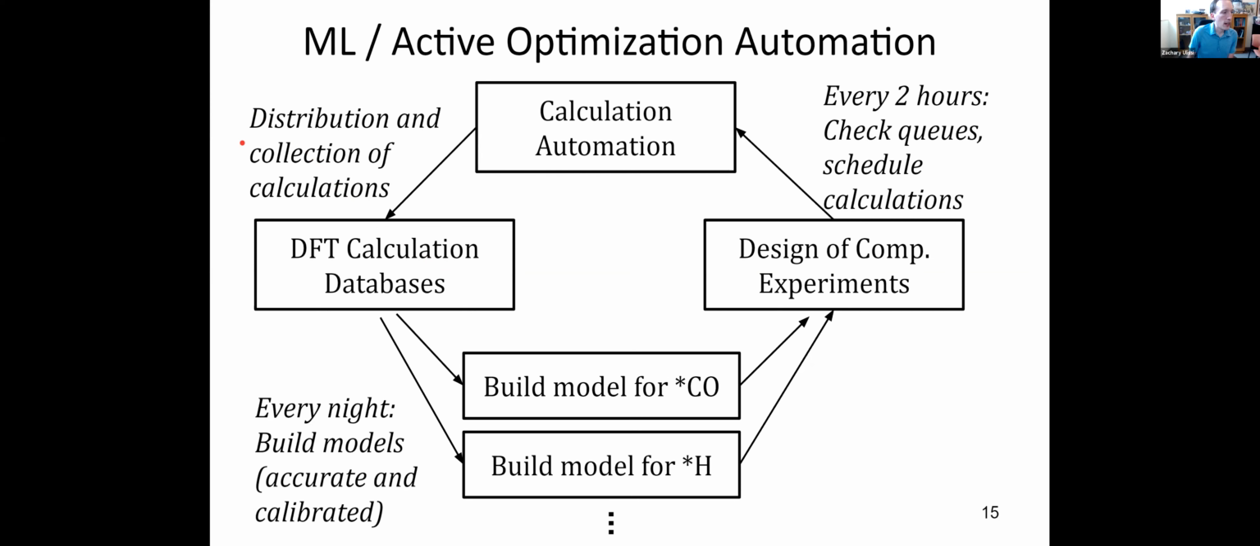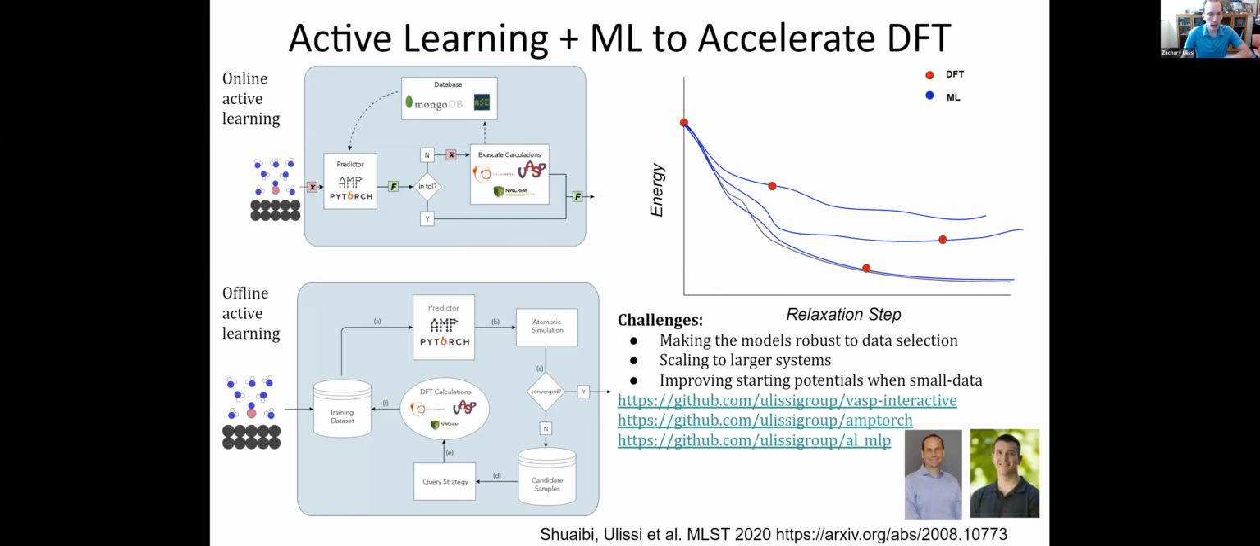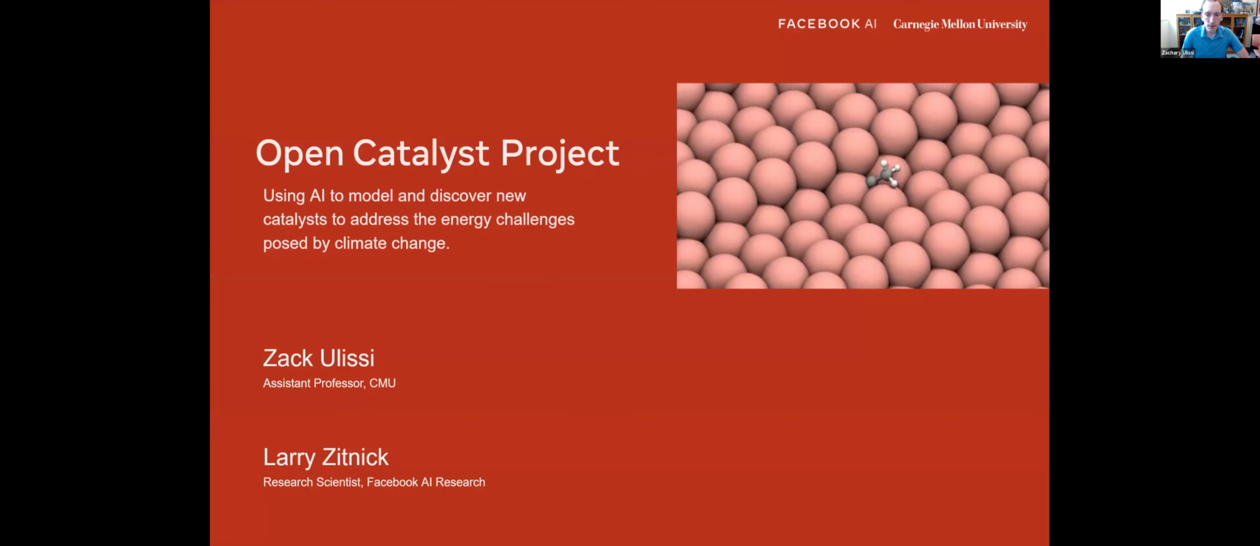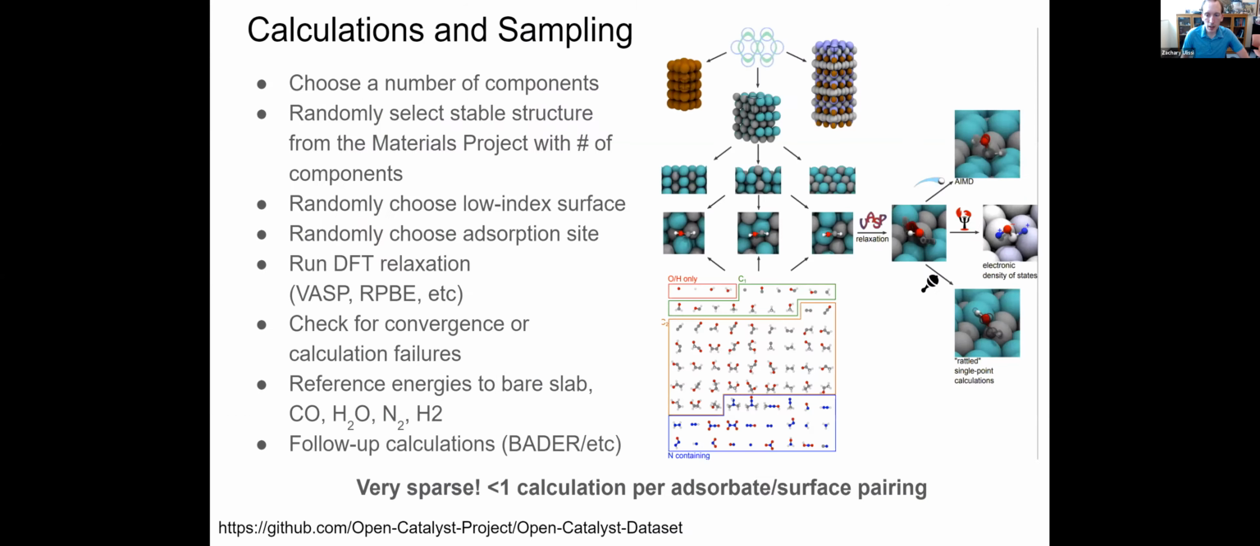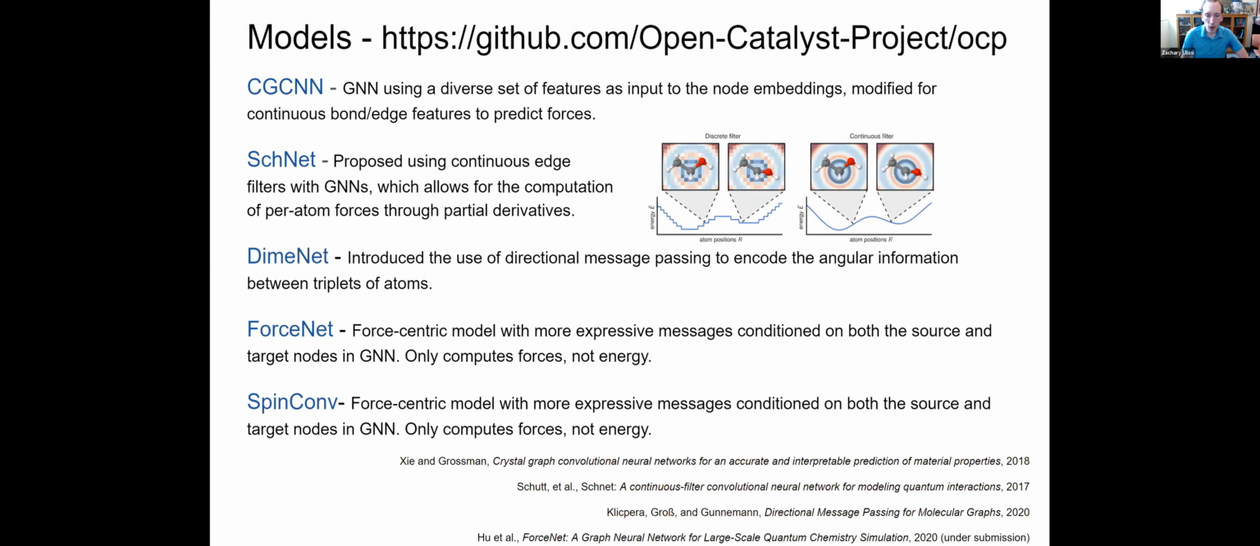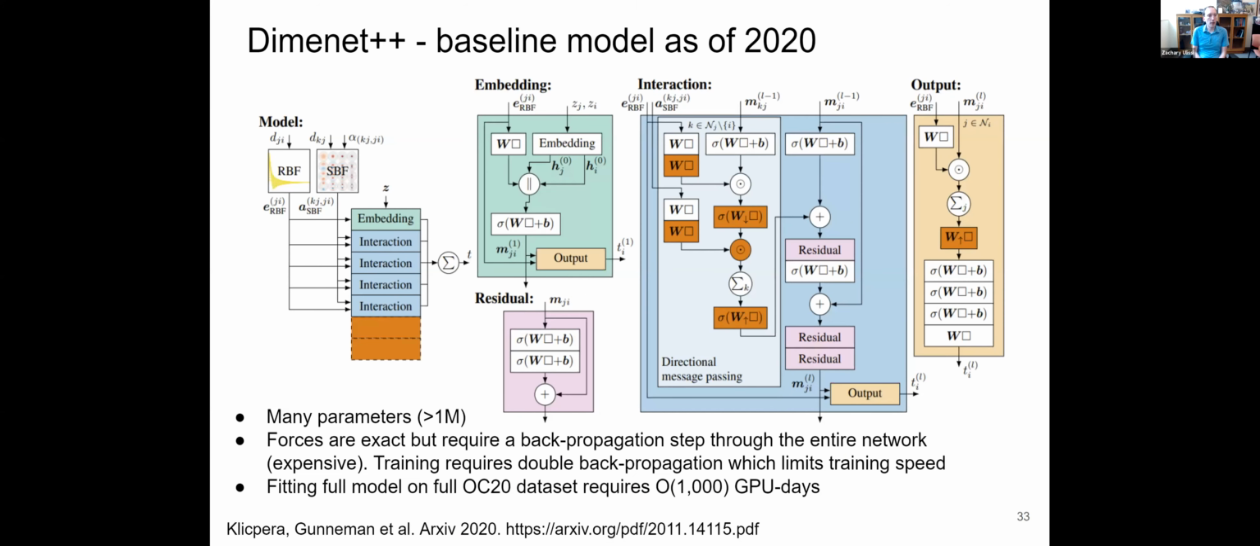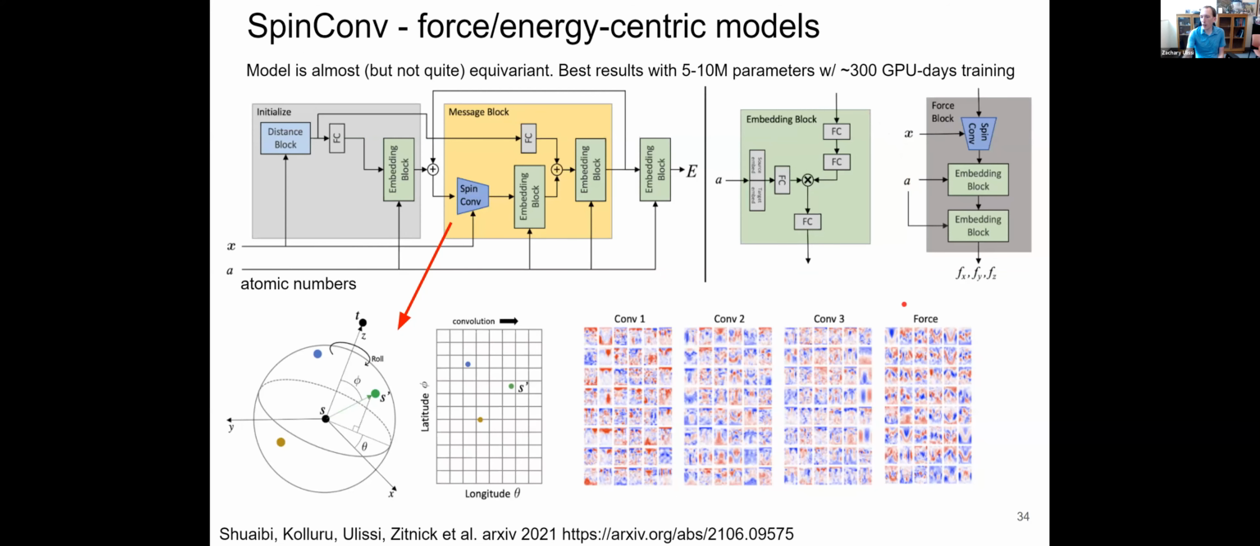Okay. Another question was, when it comes time to build a machine learning model, can you predict some other property besides just energy and forces? Short answer, yes, no problem. We can predict energy here. We can predict forces as a gradient of the energy. We can do a direct prediction on energy as well.